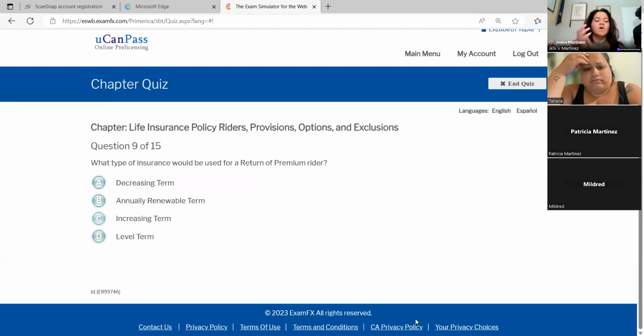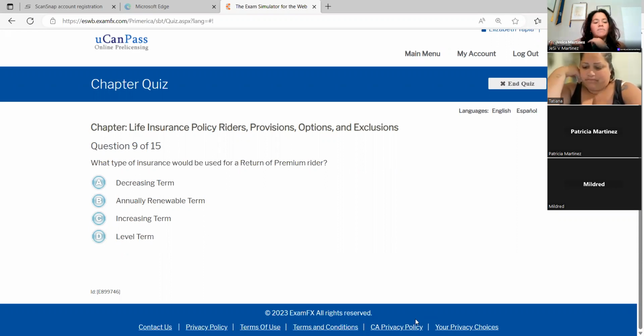What type of insurance will be used for a return of premium rider? A, decrease in term, B, annual renewable term, C, increase in term, or D, level term. We saw these on the review questions. I'm between B and C, to be honest.